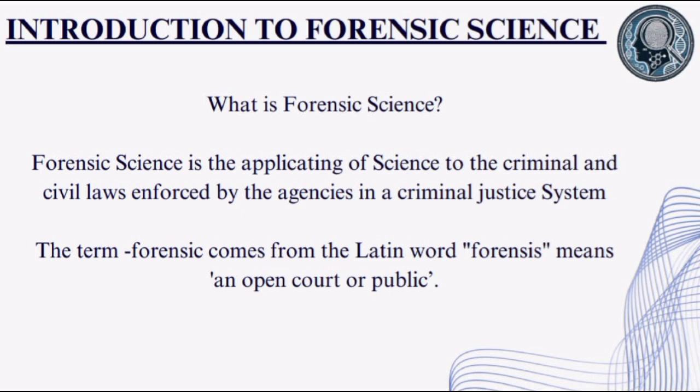Forensic science is the application of science to the criminal and civil laws enforced by the agency in a criminal justice system. It means we apply scientific techniques or methods in a criminal justice system, that is, to solve crimes. The term forensic is derived from the Latin word forensis, which means open court or public, a place where people meet and exchange ideas.